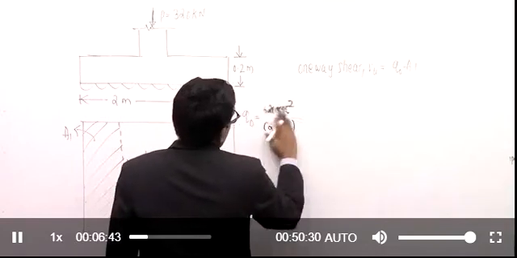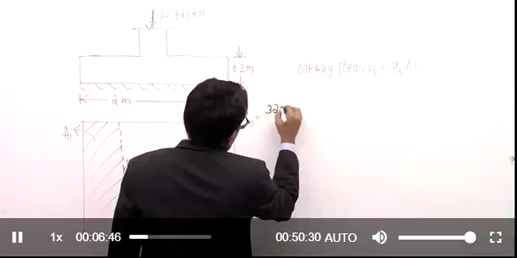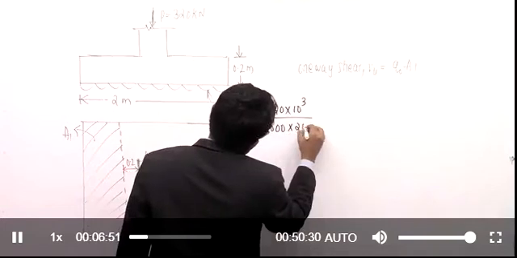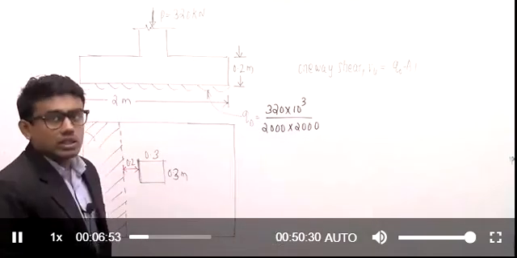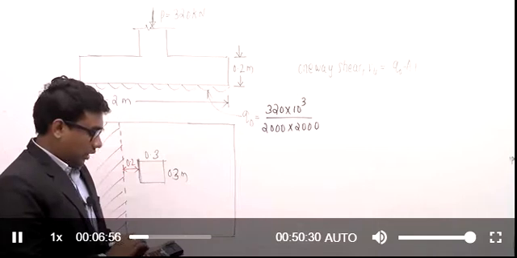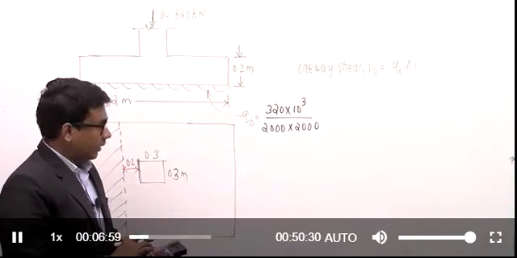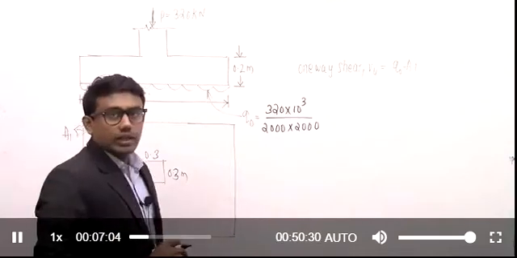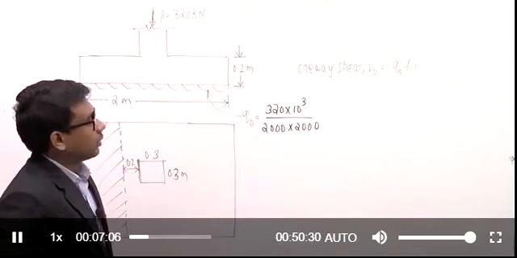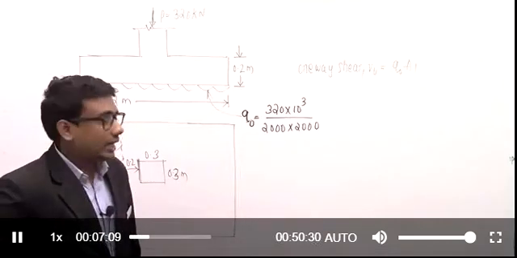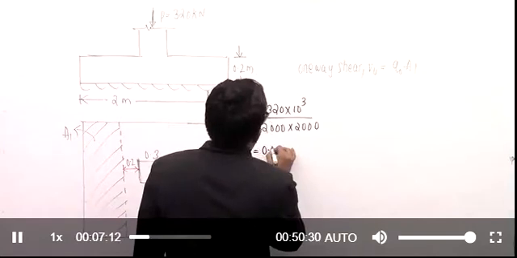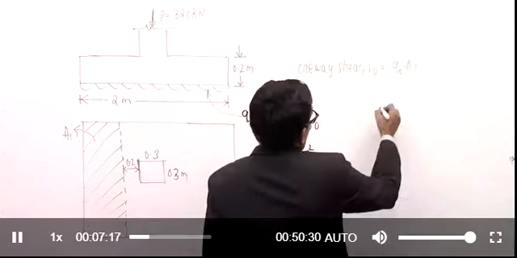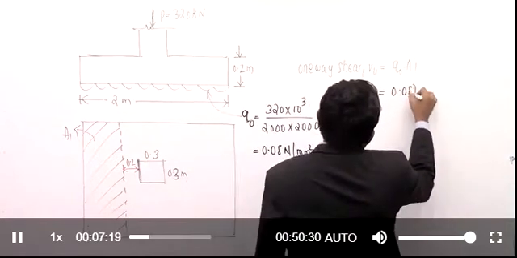So 320 into 10 power 3 divided by 2000 into 2000 will give you the value in Newton per mm square. Tell me the value of this. The value here will be equal to 0.08, right? The answer is 0.08 Newton per mm square. It will be the q0 value, so apply 0.08 as the q0 value here.